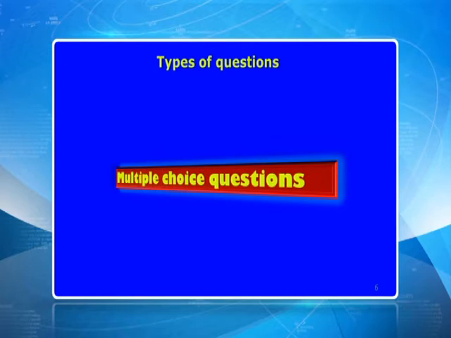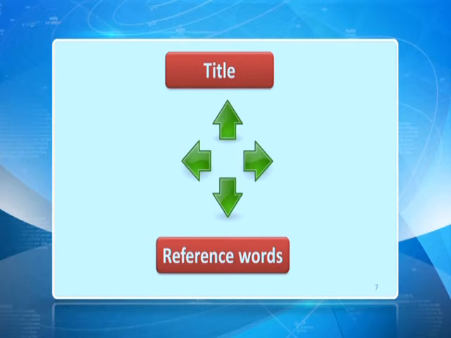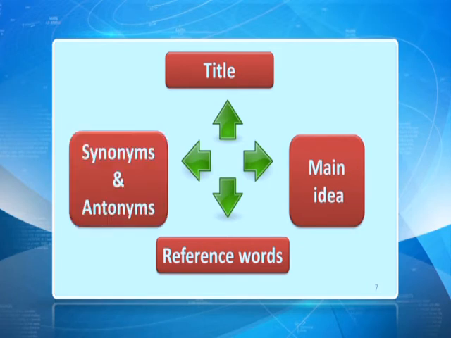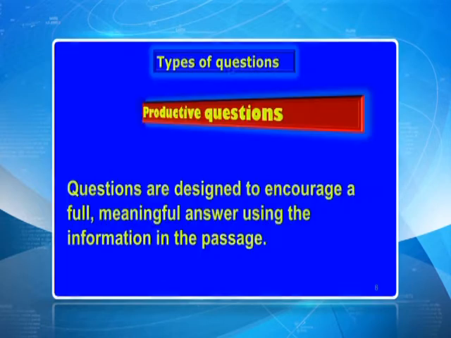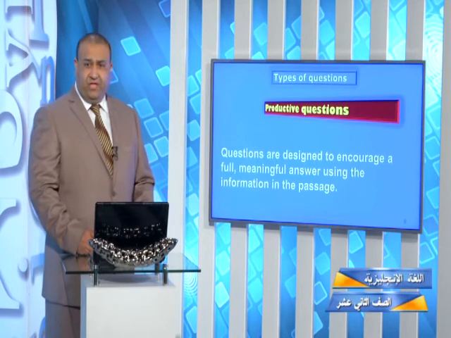Now, as for the multiple choice questions, you may be asked about the right title of the passage, or a reference word question, or you may be asked about the main idea of the passage, or you may be asked about giving synonyms or antonyms. Now, what about the productive questions? As you can see here on the screen, questions are designed to encourage a full, meaningful answer using the information in the passage. So you are not allowed to give any piece of information outside the reading comprehension passage.